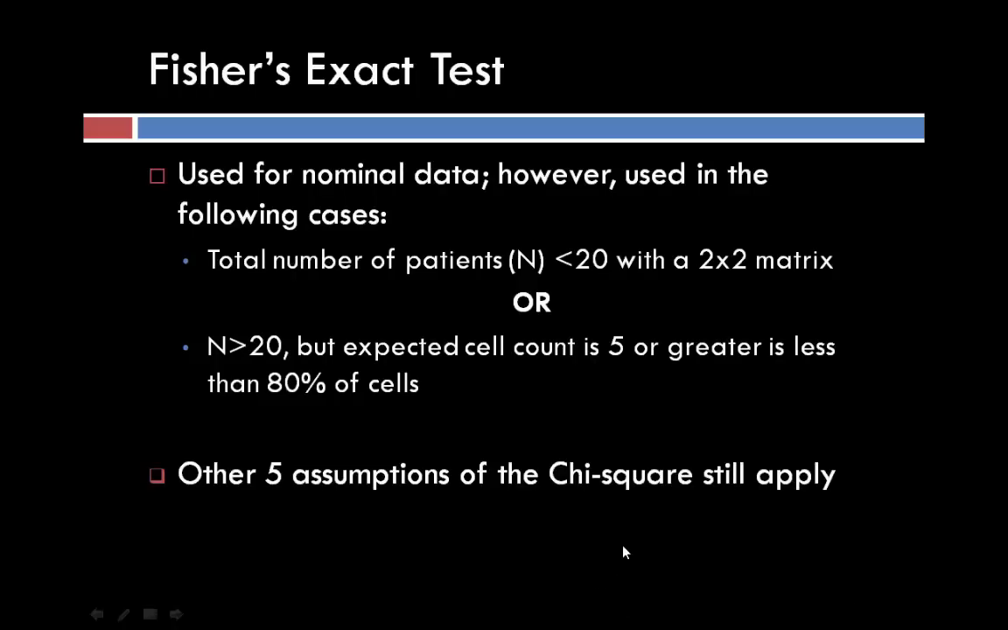So it can be used when the total number of patients is small, so less than 20, with a 2x2 matrix. Or it can be used if we have more than 20 subjects, but the expected cell count is 5 or greater in less than 80% of the cells. The other 5 assumptions of the chi-square still apply.